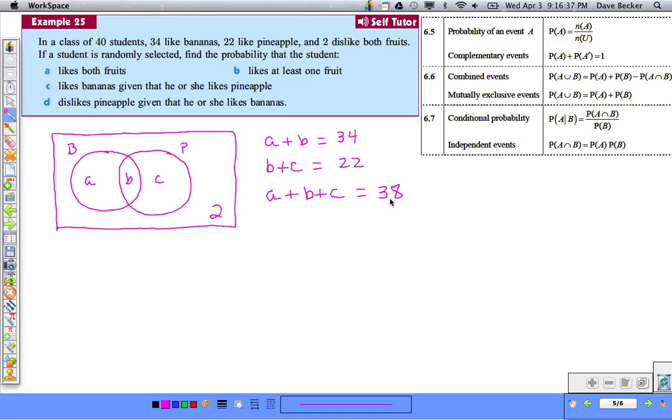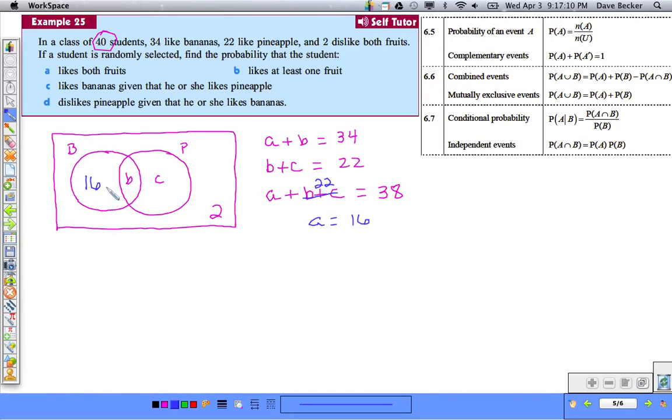How do I know that it's equal to 38? Well, there are 40 students, and I know that 2 of them don't like either bananas or pineapples. So that leaves 38 that must be within these circles. How do I solve that? Well, B plus C equals 22. So all of a sudden I have 22 here, and I know that A is equal to 16. Okay, so I'm just going to replace A with 16.